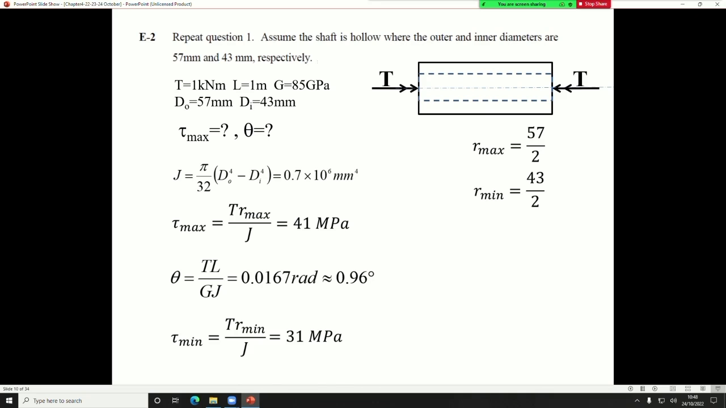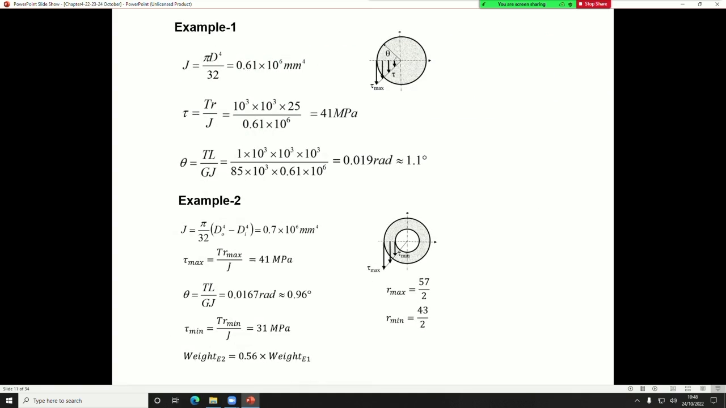So let's compare these two solutions. On the top one, we have a solid cylinder, and we have a maximum stress of 41 megapascals, an angular rotation of 1.1 degrees. Bottom one, we've got a hollow cylinder, and the maximum stress is exactly the same as the top one. Both of them are subject to the same maximum stress. The angle of twist of the top one is higher than the bottom one, although it is a solid. Now, I've compared the weights of these two. The top one has almost twice the weight of the bottom one.